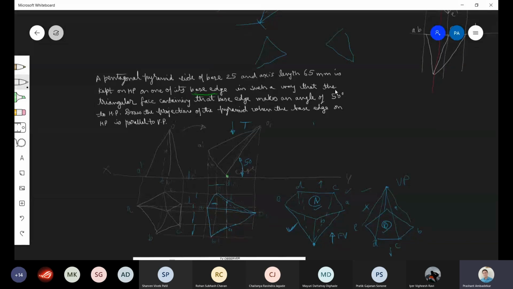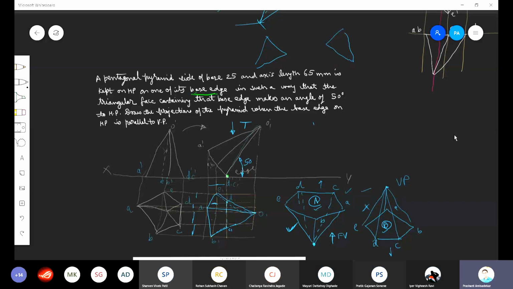So this is what we had discussed in the morning. A pentagonal pyramid, side of base 25, axis length, all those details are given. It's kept on HP, so it is resting on HP on its base edge. Since it is resting on base edge, here we want edge. Edge is formed by 2 points, so we have 2 points here, and it's forming the edge.